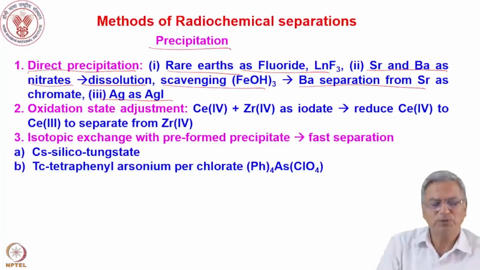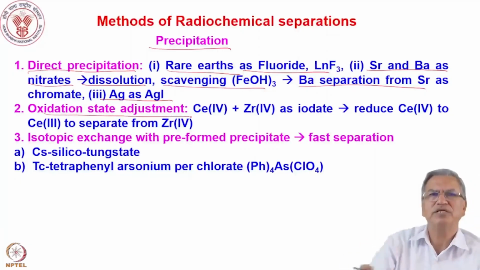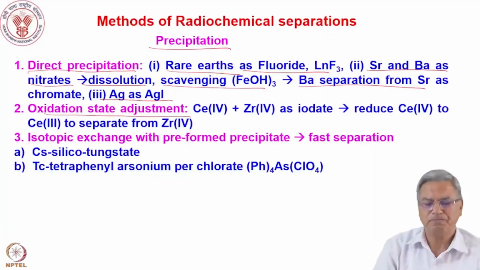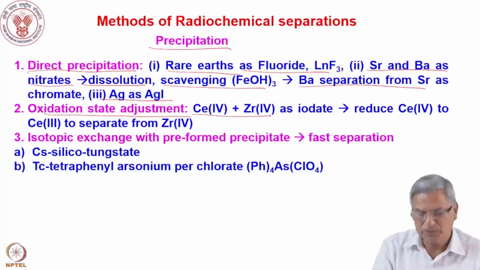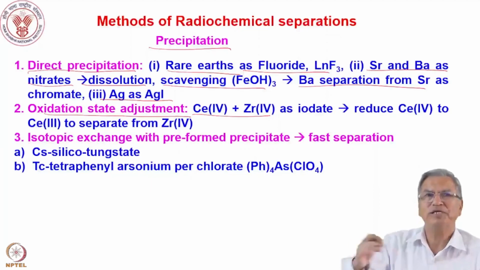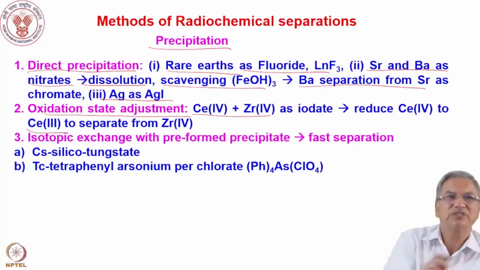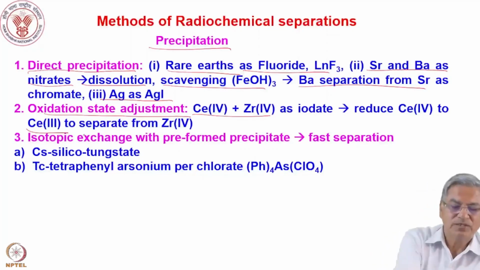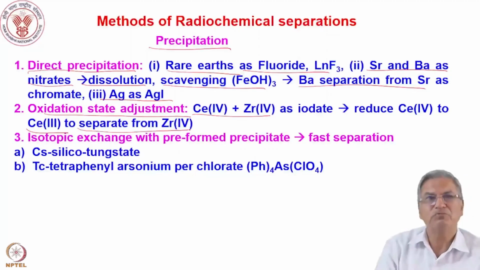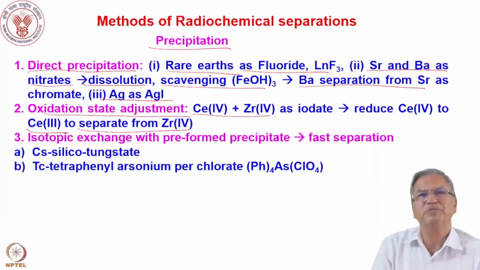Other than this direct precipitation, there are cases where you can adjust the oxidation state of two elements and separate them. For example, cerium and zirconium both are tetravalent and they precipitate as iodate. If you want to separate cerium from zirconium, cerium can be reduced from ceric to cerous by a suitable reducing agent, and then you can separate zirconium as zirconium remains as iodate, cerium comes in the solution. So by playing with the oxidation state, you can do radiochemical separation.